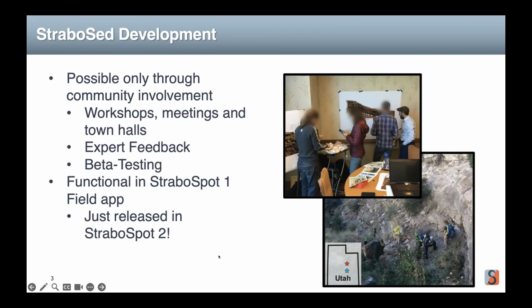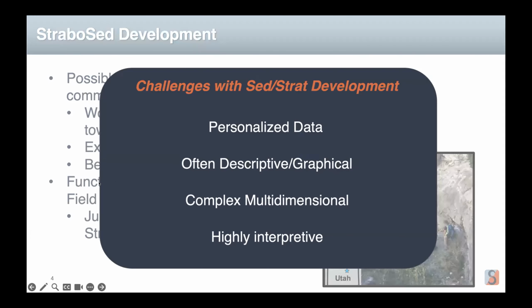So if you've done any work with this in StraboSpot 1, it should feel pretty familiar to you in StraboSpot 2. We do just want to acknowledge some of the challenges that came with trying to develop the SED strat workflow. And that's just because SED strat data, there's a lot of it. It's very personalized. It's often descriptive, graphical. There's complex, multi-dimensional problems. It's highly interpretive. And so it was just a really big question of how do we capture all of this and how do we make sure that it's something that people can share with others using these digital collection techniques. And so we'll take a look at some of our answers to some of these challenges.